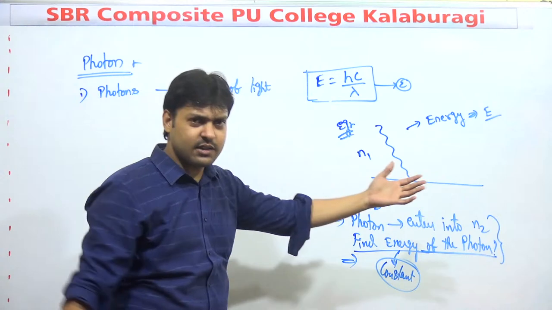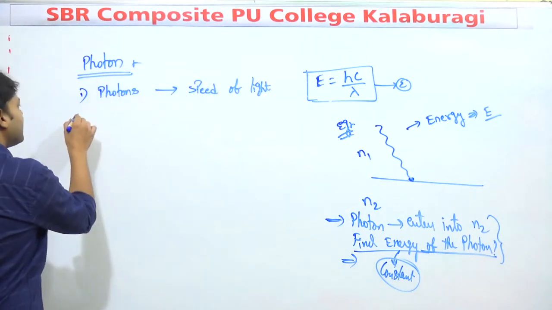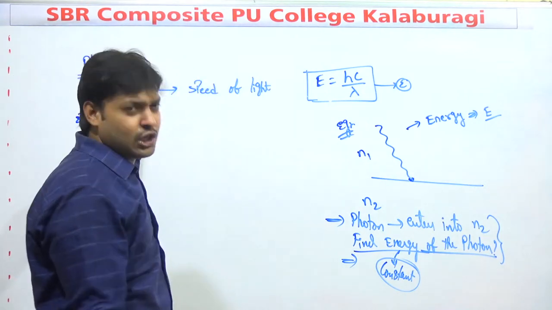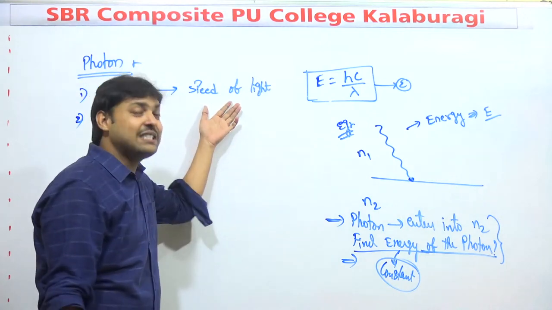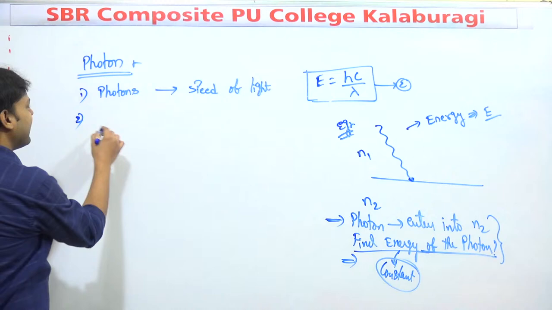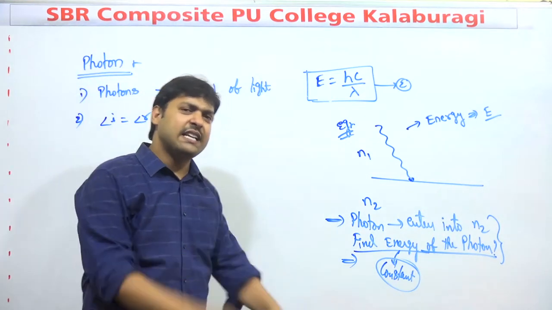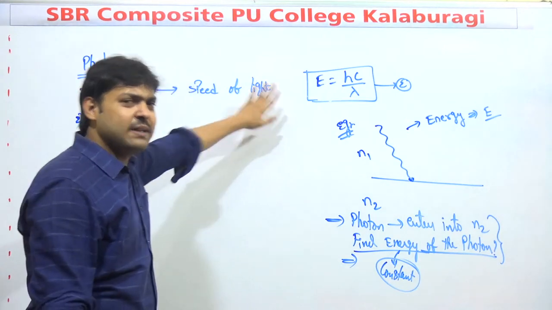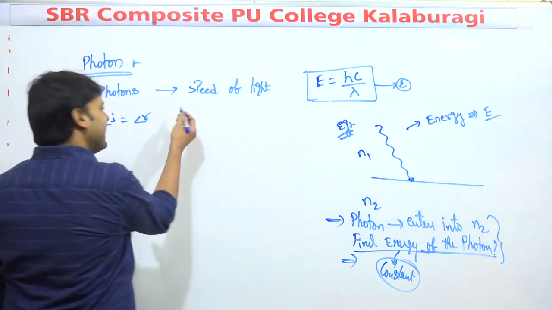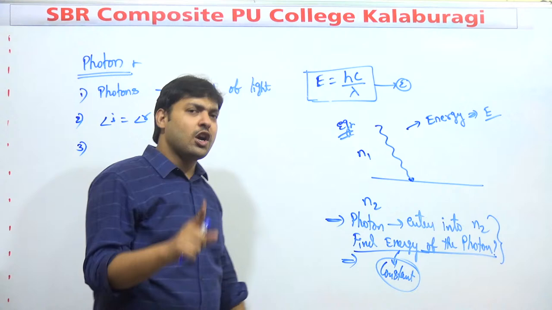Try to write all the points. So photons will move with the speed of light. Now, what are the properties satisfied by light that should be satisfied by the photon also? Why did I say this point? I can tell angle of incidence equals angle of reflection. It is satisfied by light, and that will be satisfied for the photon also.